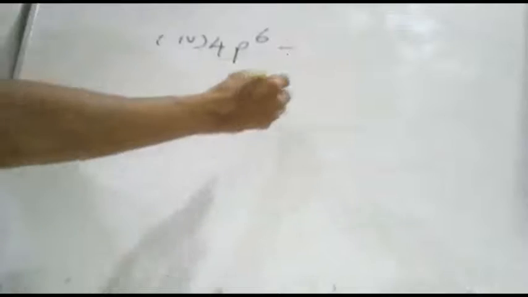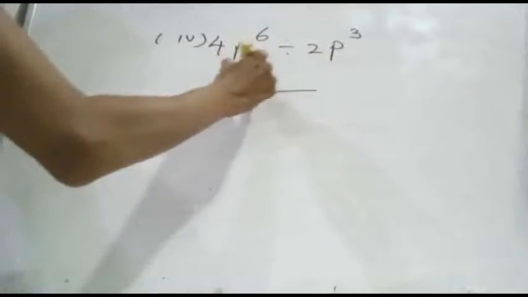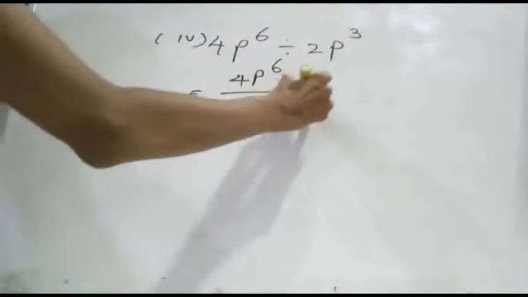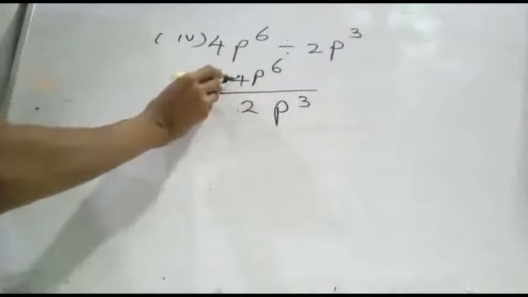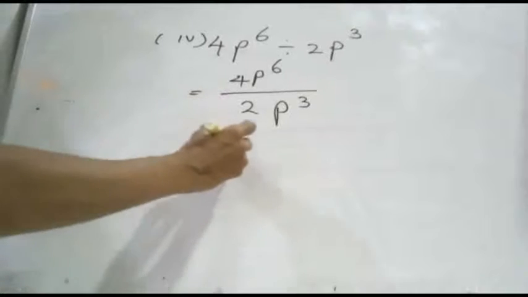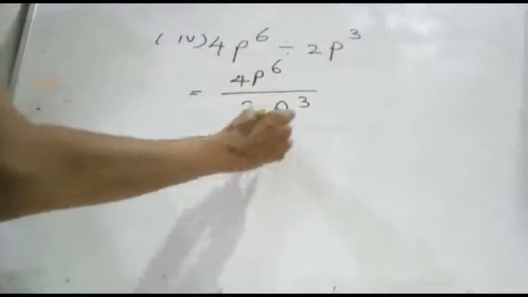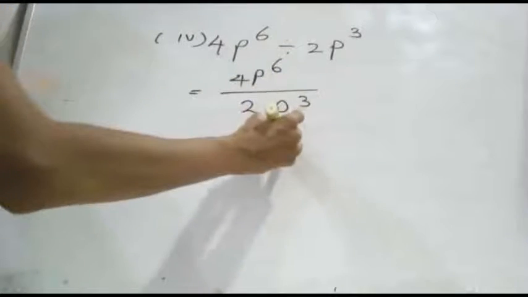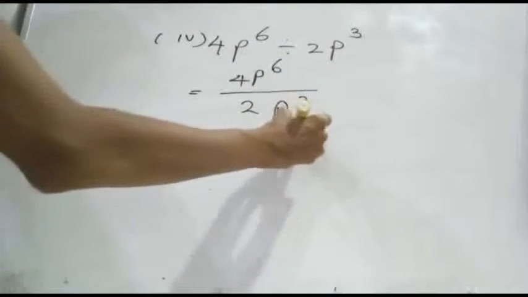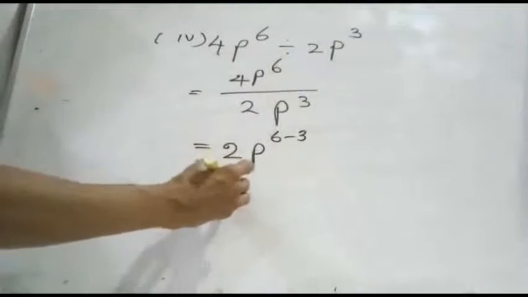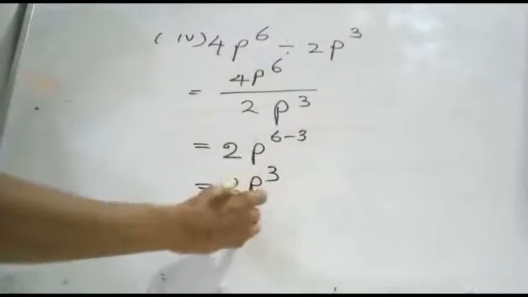4p to the power 6 is divided by 2p to the power 3. 4 is divided by 2 is equal to 2. p, index is 6, subtract 3. 6 subtract 3 is equal to 3. 2p to the power 3.